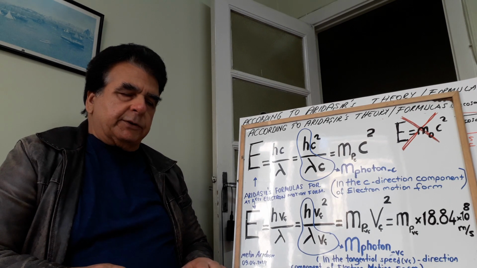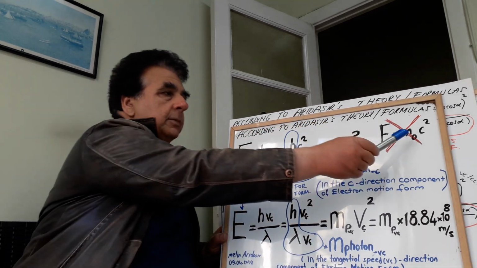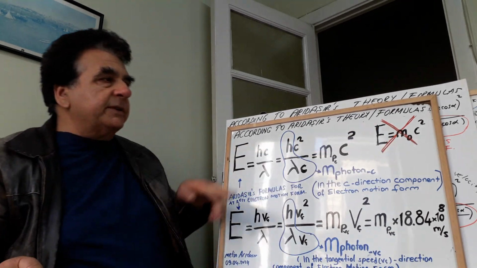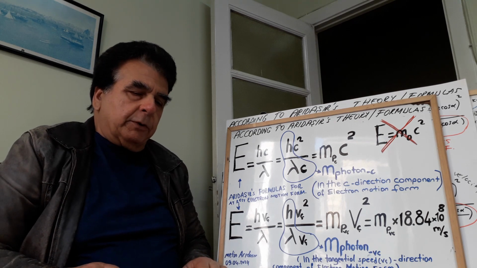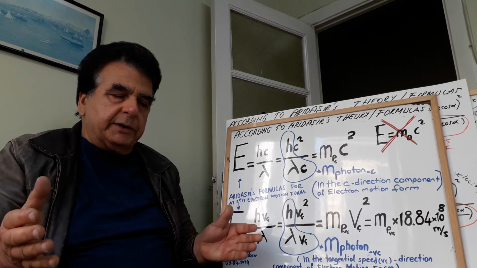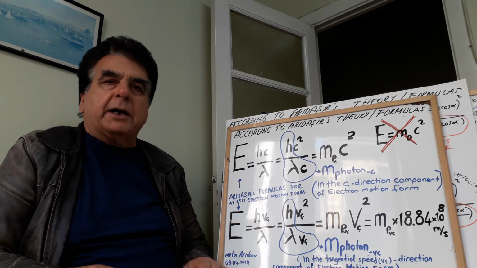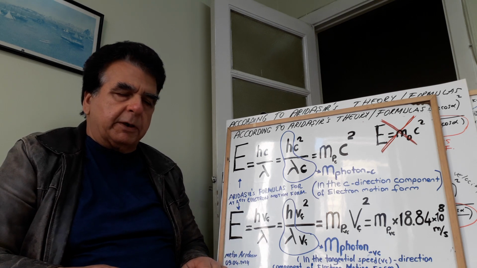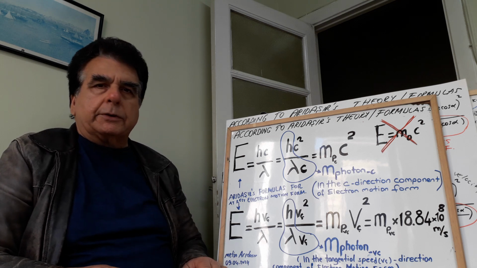In the relativistic theory, E is equal to rest mass m0 c squared. This formula is the energy formula for objects that are motionless, have zero momentum, and have a rest mass. Whereas, according to my theory and my formulas, there is no rest mass in the universe.